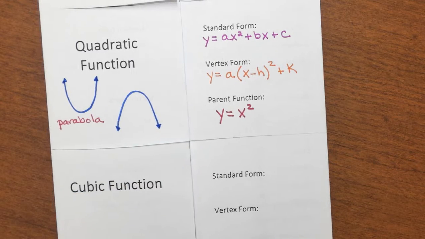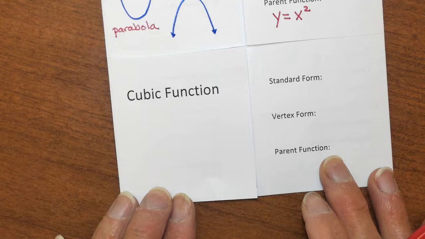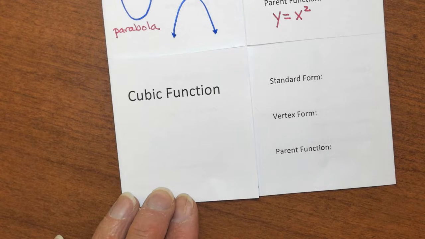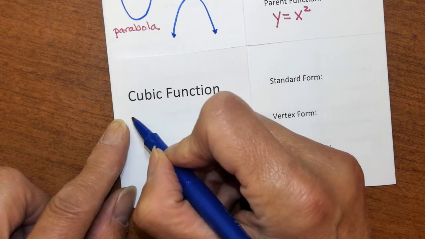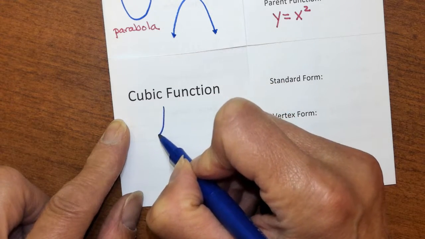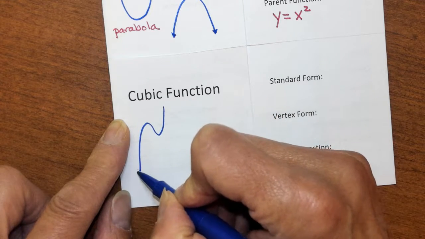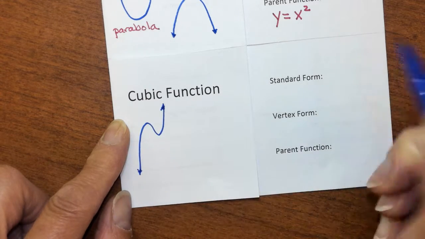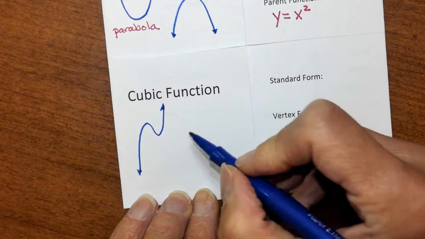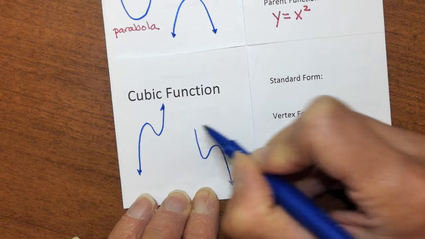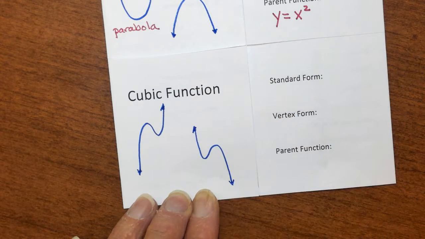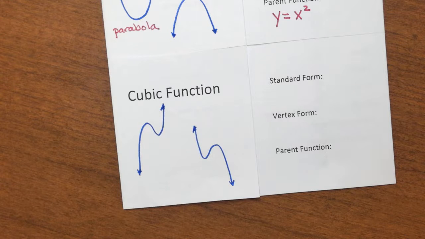The last function we're going to look at on this foldable is our cubic function. And our cubic function takes on a certain shape. It could look, I'm going to kind of exaggerate some of these curves a little bit, because sometimes it might be exaggerated like that. Or it could be in this direction. Okay, so that's cubic. We don't have any particular name that we call that particular shape.